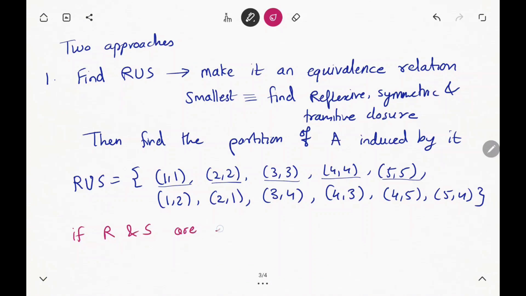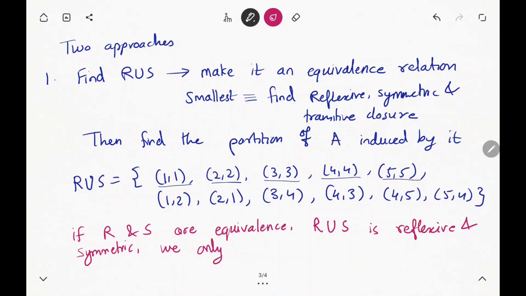And fun fact, if you take R intersection S, that is not asked in this question, but if you take R intersection S, it is automatically an equivalence. When R and S are both equivalence, their intersection will be an equivalence. But in case of union, when R and S are equivalence relations, their union need not be an equivalence relation.